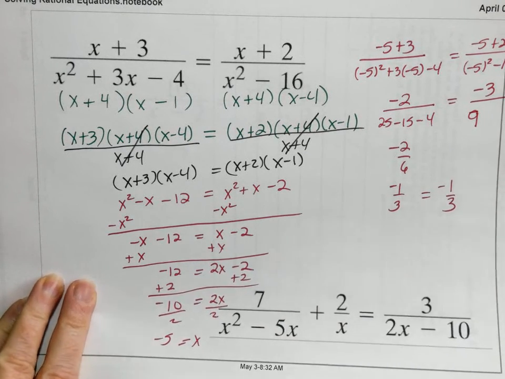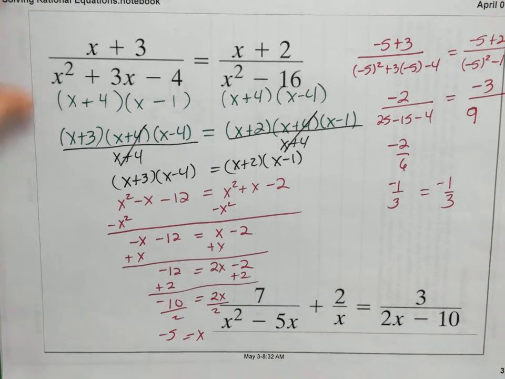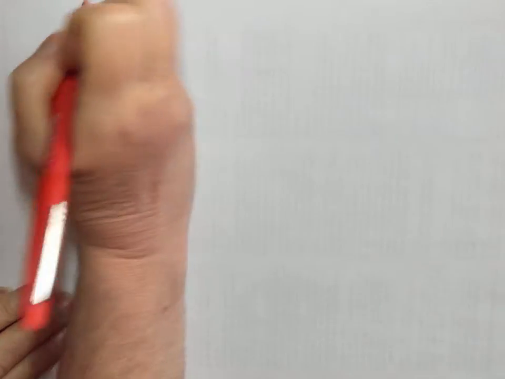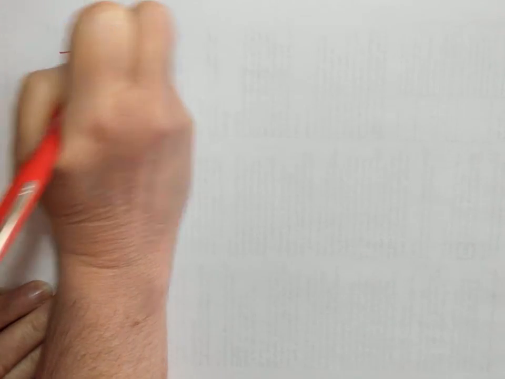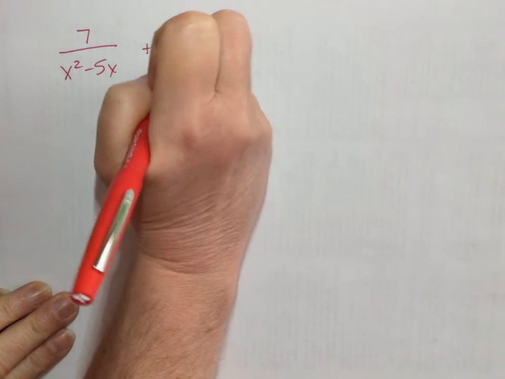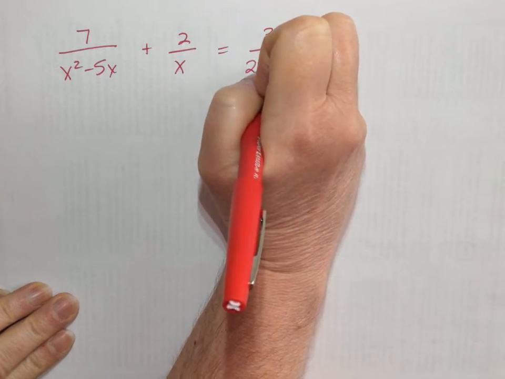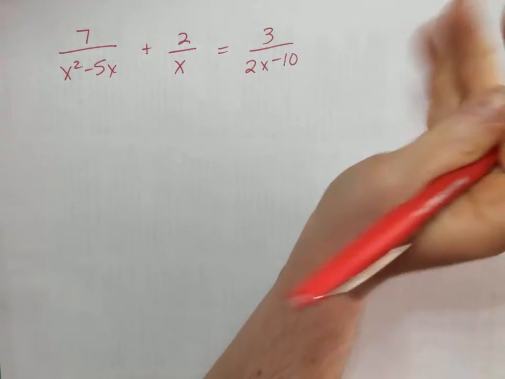Just give me 1 second here to find a scrap paper, because the second problem looks like the one here on the bottom. I didn't leave enough space for it. So we have 7 over x squared minus 5x plus 2 over x equals 3 times 2x minus 10. There we go.